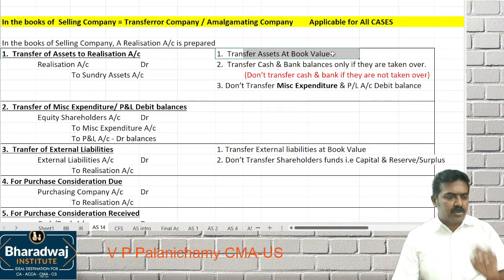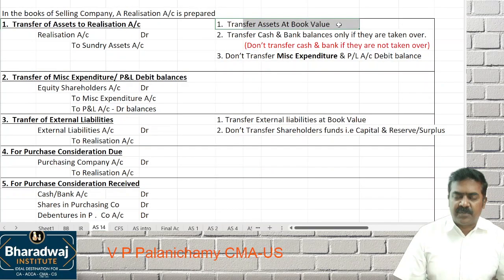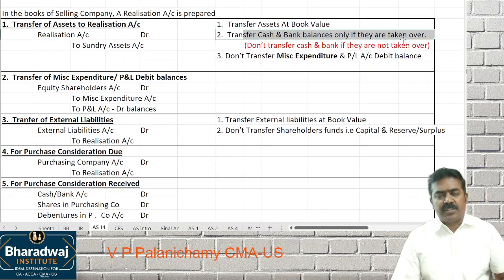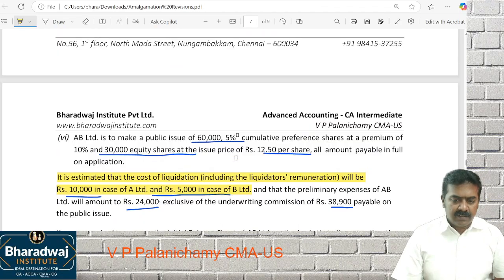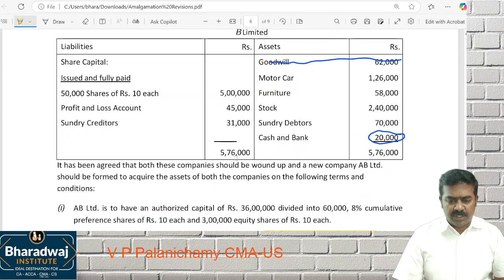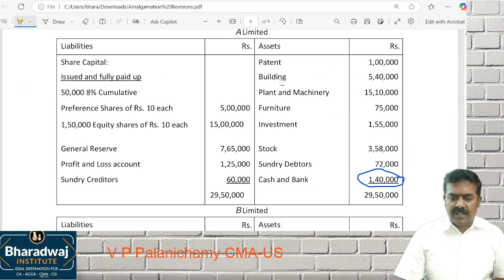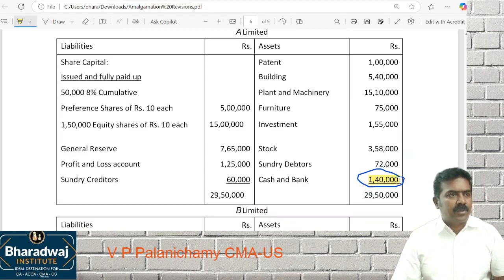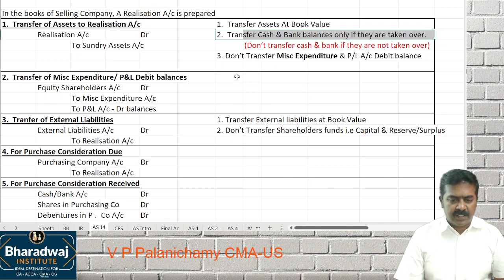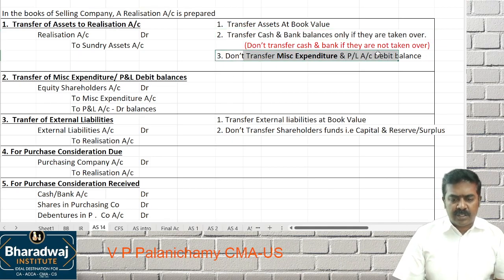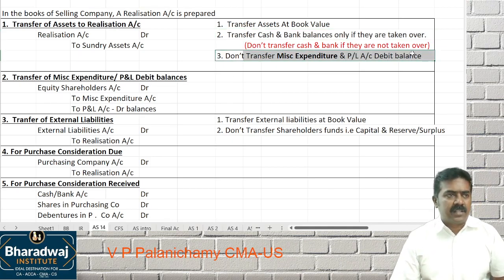While preparing realization account, ensure that you are transferring assets at what value? Book value. Transfer cash and bank balances only when it is taken over by the purchasing company. The last question, okay, what are the assets you will transfer? Patent, building, plant, machinery, furniture, investment, stock, debtors, you will transfer. Will you transfer cash and bank balance? No. Why? It is not taken over by the purchasing company.